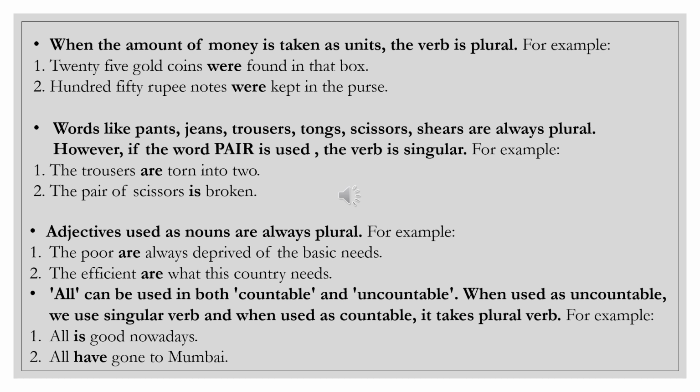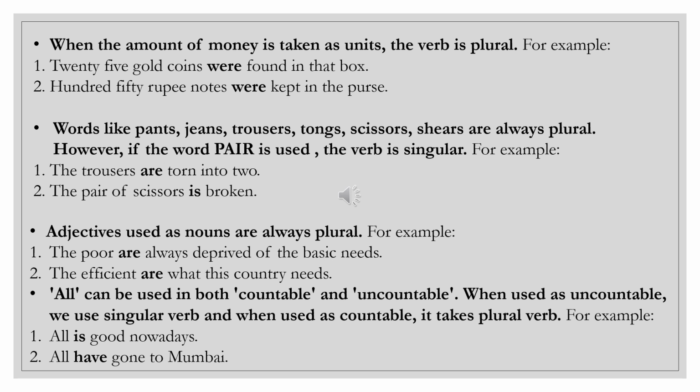Here, 25 gold coins were found in that box. Like we are considering each gold coin and counting them and coming to the conclusion that there are 25 gold coins in that box. 150 rupee notes were kept in that purse. Like we are not counting how much amount the 150 rupee notes are making. Like we are not considering it as a total stack of 5,000 rupees. What we are doing is we are counting each 50 rupee note individually. Therefore, it becomes a plural subject.